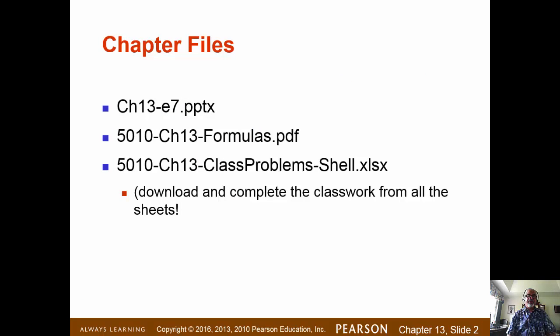So we have these three files related to this chapter. Make sure that you download them all. Print the formulas PDF file and keep it by your side. Follow the lectures along with the PowerPoint file and do all the problems using the Excel shell file.